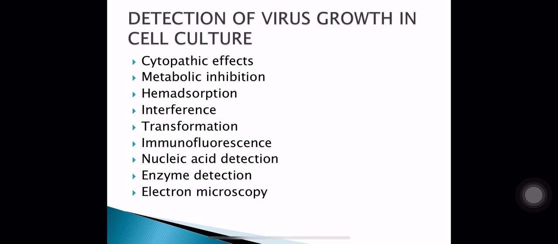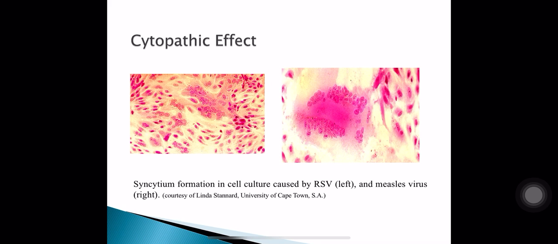Then nucleic acid detection can be done for diagnosis of viral infections. Viral DNA or RNA can be detected by nucleic acid detection methods. Then enzyme detection can be done for diagnosis of virus. And electron microscopy can be used for observing viruses in the microscope.